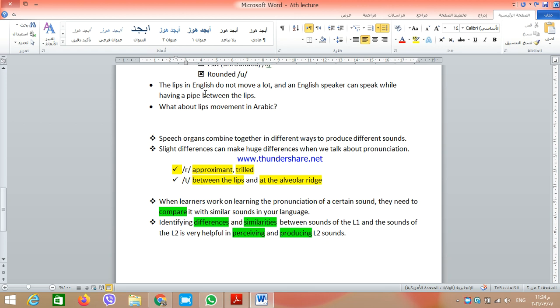By the way, the lips in English do not move a lot. So do not exaggerate the movements of the lips. They move, but not that much. So a speaker of English can speak while having a pipe between the lips or a cigarette, for example, because the movements of the lips in English are not that various, and somehow they are limited.